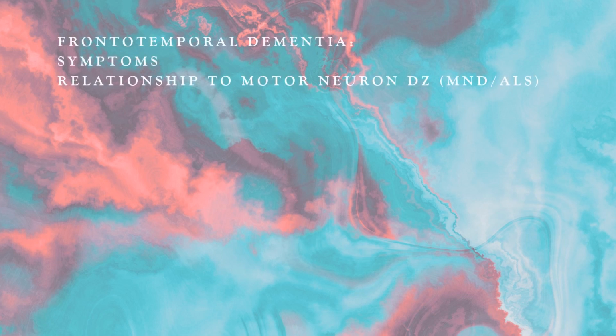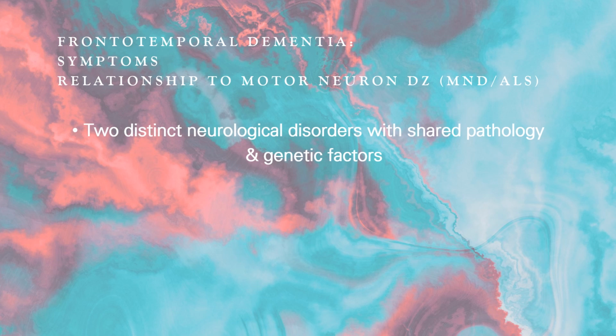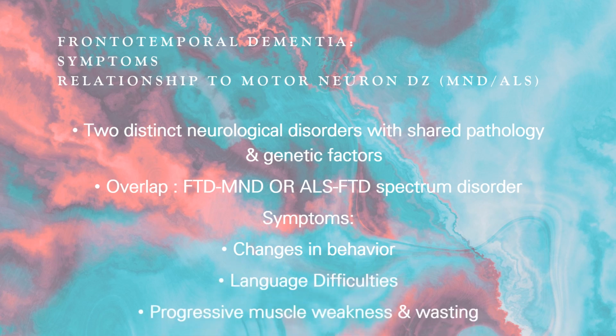It is important while we speak about symptoms of FTD to mention FTD's relationship to motor neuron disease, called MND or ALS, amyotrophic lateral sclerosis. These are two distinct neurological disorders, but they do have shared pathology and genetic factors. And where there is this overlap, it's called FTD MND or ALS FTD spectrum disorder. And the symptomology is going to be about changes in behavior, language difficulties, and progressive muscle weakness and wasting.